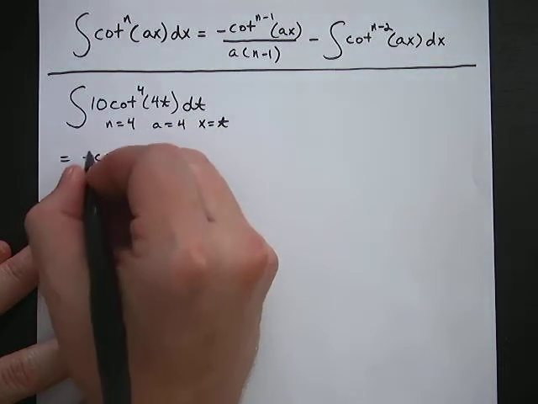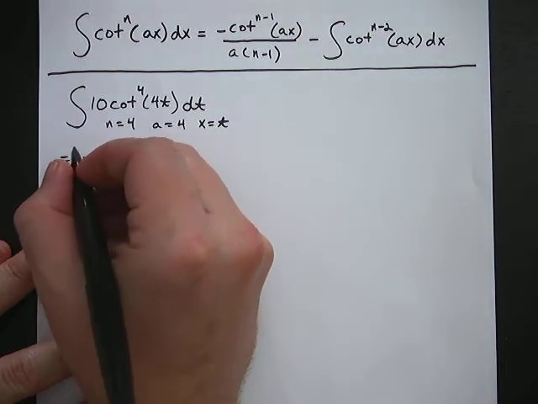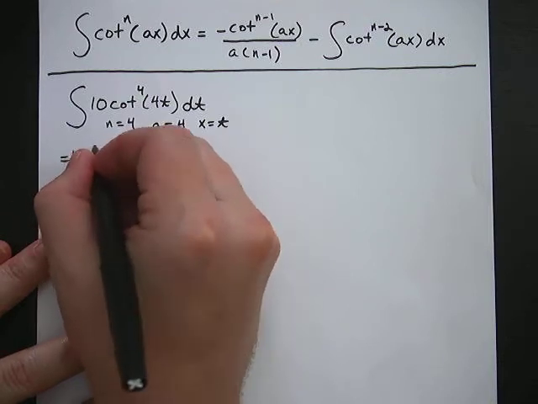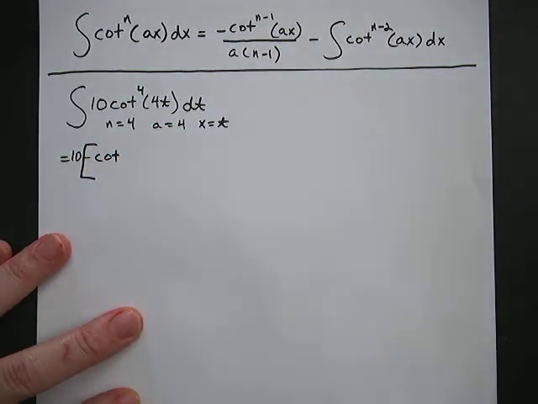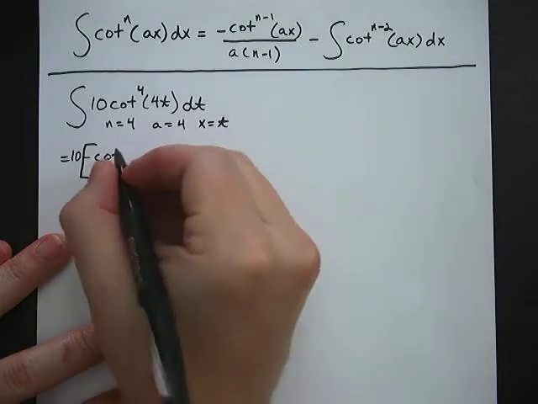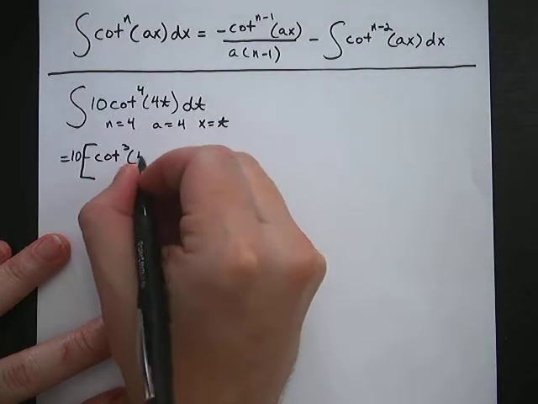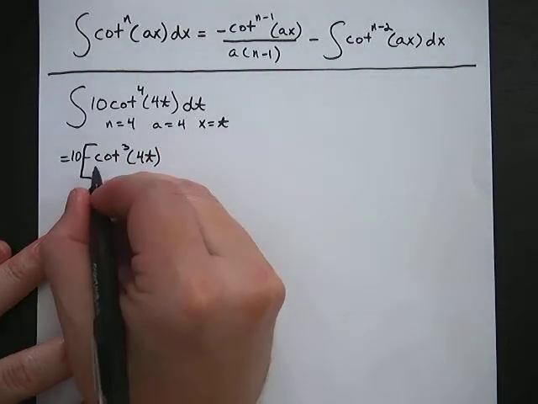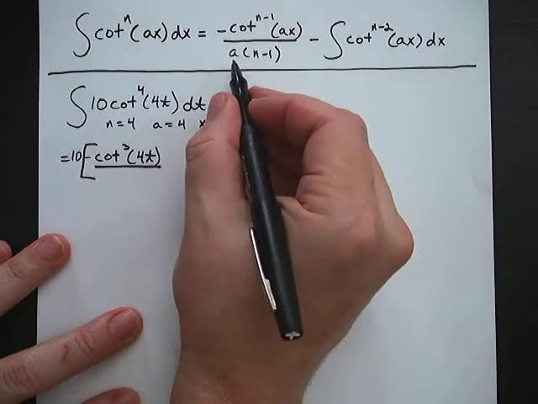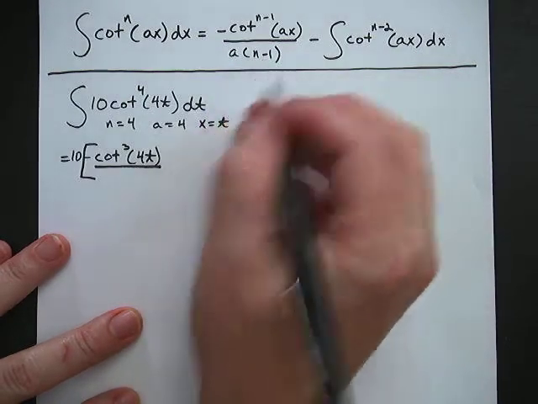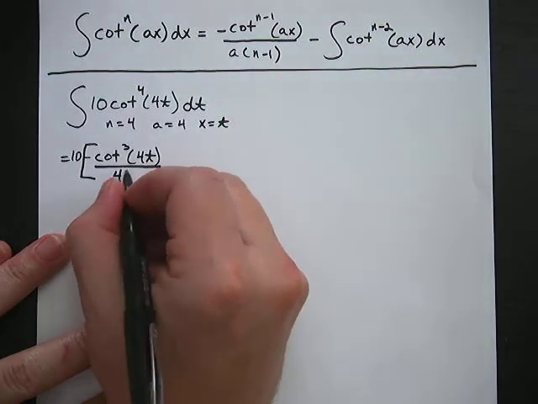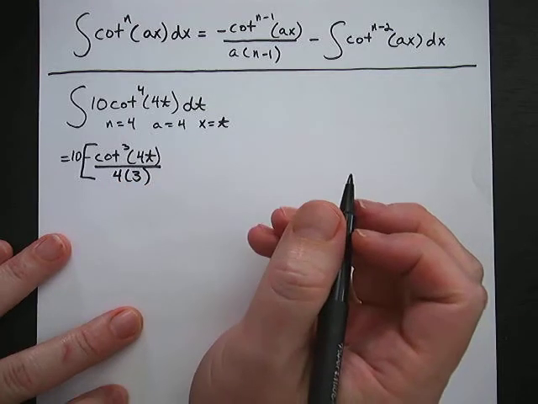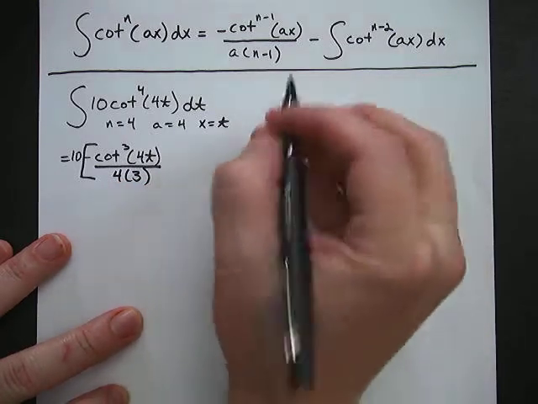Let's leave the 10 out front. So 10 times parentheses negative cotangent to the third of 4t divided by 4 times 4 minus 1, which is 3. So 4 times 3, which is 12. We'll do that in the next step. Okay, and that takes care of the first part.